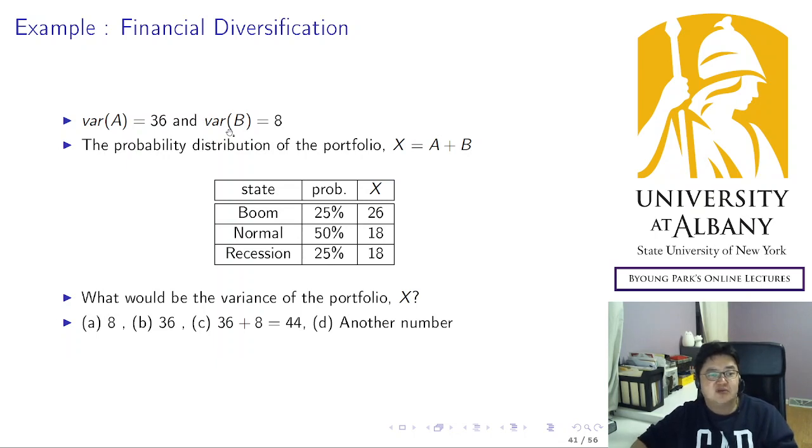Considering these variances, if you think about these numbers, what do you expect from the portfolio? What would be the variance of the portfolio X given these results? You may do the algebra, but you may also use your intuition and just guess what the answer would be, and then try to do the algebra to calculate the variance of X.